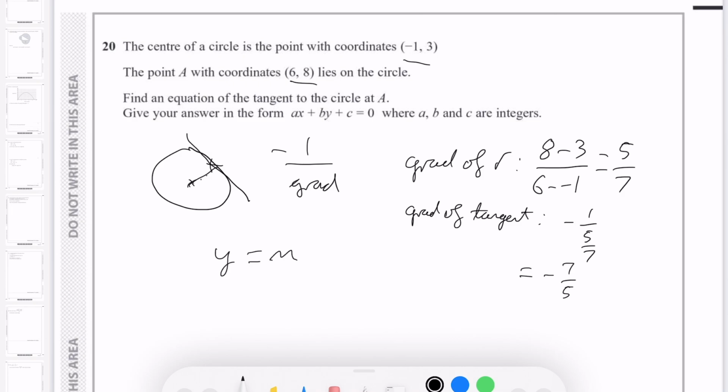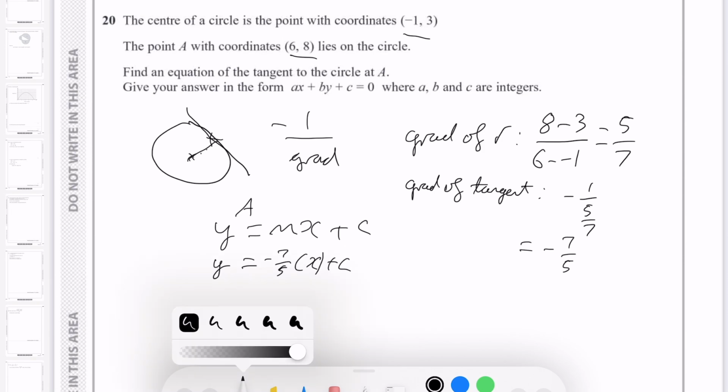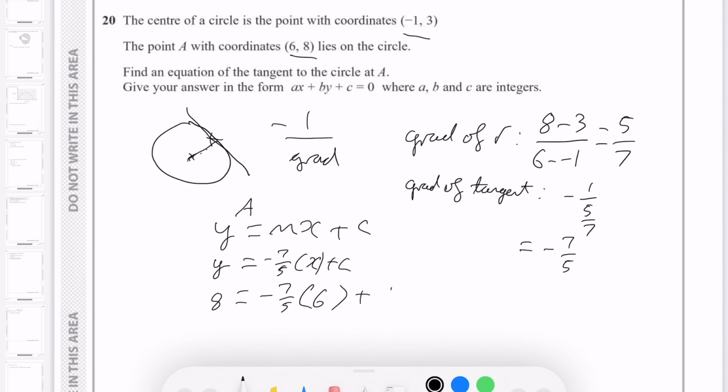So if we now substitute this into our equation, let's use y equals mx plus c, and then we will also use y minus y1 to also get the answer for people who use both methods. So we're subbing in point A because that is where our tangent is at. We've got y equals our gradient -7 over 5 x plus c. Let's now actually substitute our point in. Our y is 8. 8 is equal to -7 over 5 times 6 plus c.